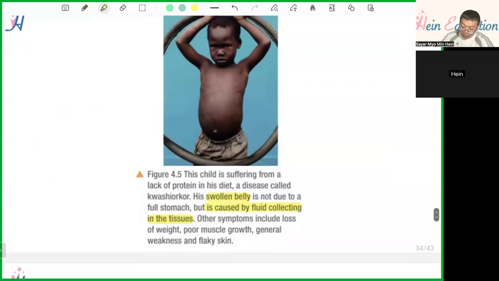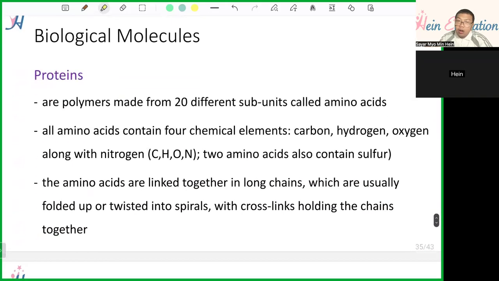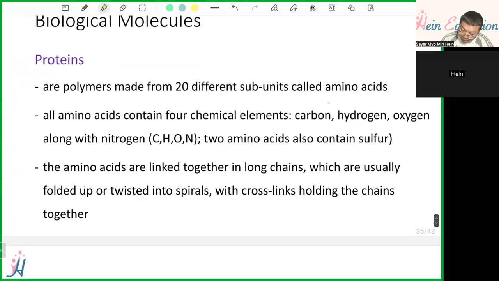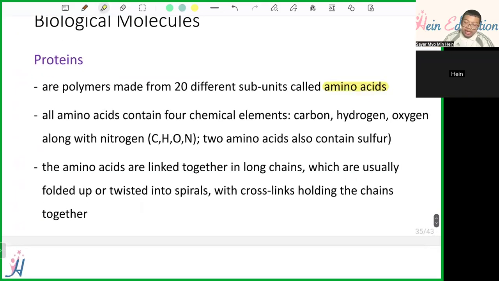And then proteins are all polymers made from 20 different subunits called amino acids, and they all contain different chemical elements. So let's say they contain carbon, hydrogen, oxygen, and nitrogen.